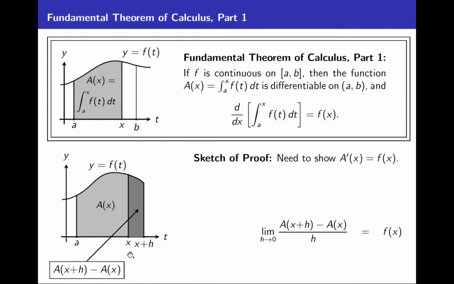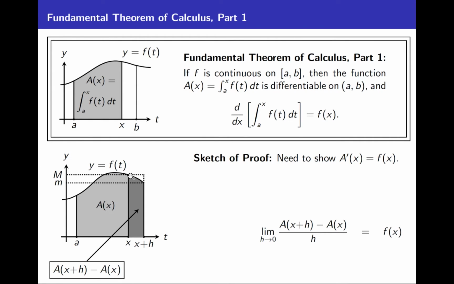Continuing with this picture, I want you to let little m be the smallest f of t value on the interval from x to x plus h. And in this picture, it would happen to be about right there. So as the variable t goes from x to x plus h, the lowest you get is this little m. Whereas let's let big M be the highest you get on the interval from x to x plus h.